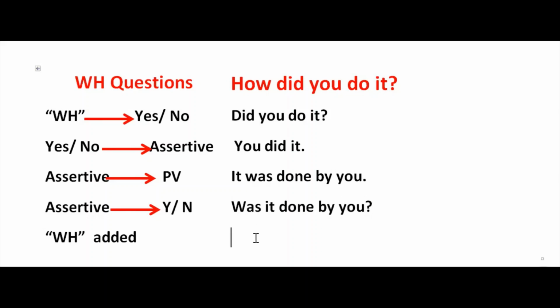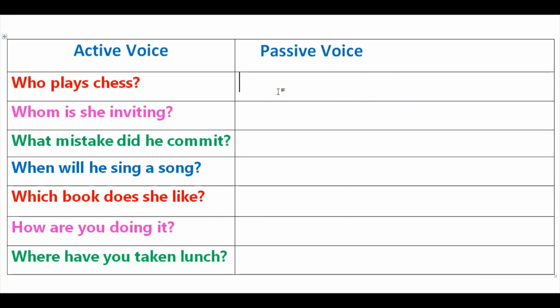So now we need to add the double H word, that is how. How was it done by you? Now let's see how do we write a few more questions in passive voice. Who plays chess? So who becomes by whom. By whom is chess played?